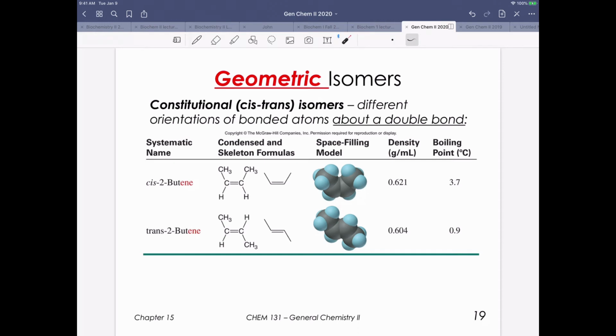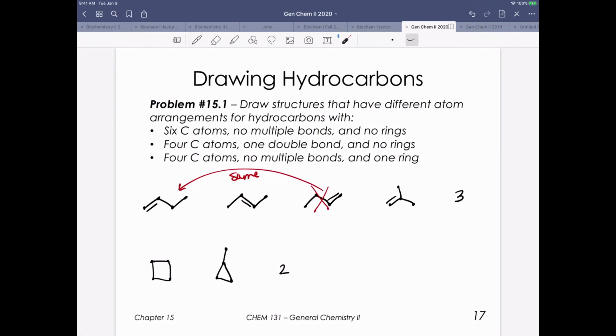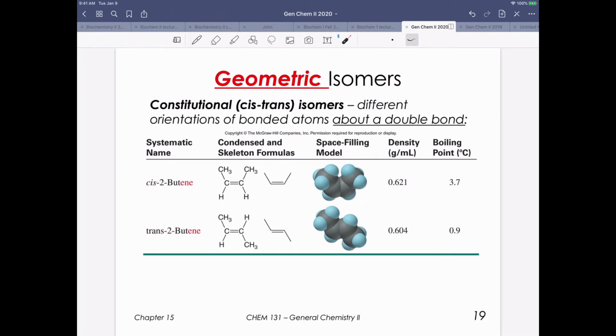The last kind of isomer is geometric isomers. These happen when we have double bonds. This was actually one of the examples that we drew back here when we were practicing our problems. We had this one here. One of the things that's unique about it, and again, here we're looking at a condensed structure and then a skeletal structure.